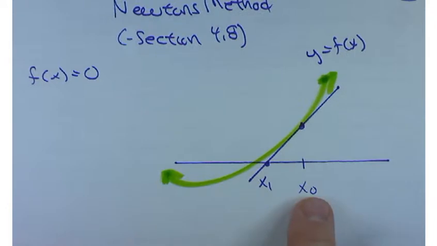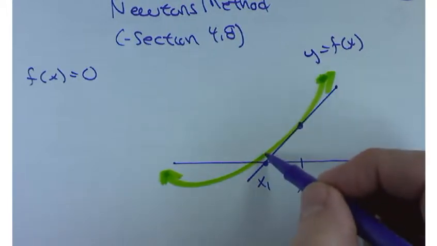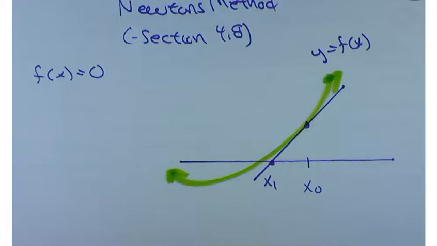Call it x1. So you start out with your initial guess, x sub 0, and you get another guess, call it x sub 1. And then you take that guess and you put it back into Newton's method and get another improved guess. And you keep on doing that until you don't see much difference between successive guesses, and at that point you're like, okay, I've got enough accuracy here.